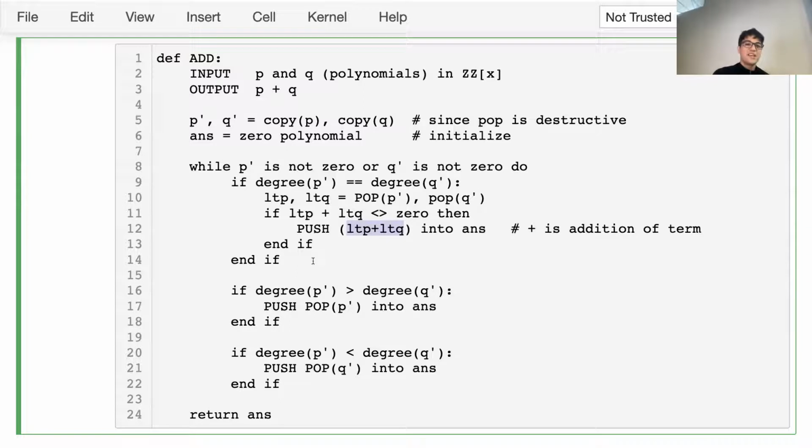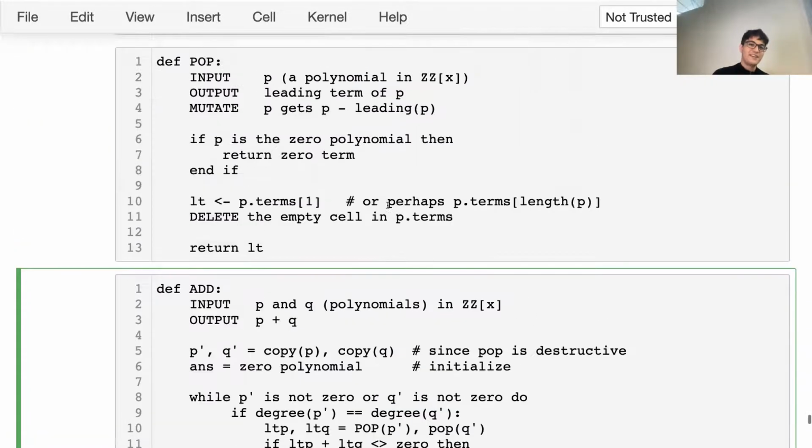Savvy? Okay. If the degree of p is greater than the degree of q, you just push the leading term of p into the answer. Otherwise, you push the leading term of q into the answer. And that's it. This will work, if you just implement this faithfully, if your push and pop routine works, if you make sure to deal with these edge cases, right? Because funny things can happen when you keep producing zeros. And this is most of what you need.